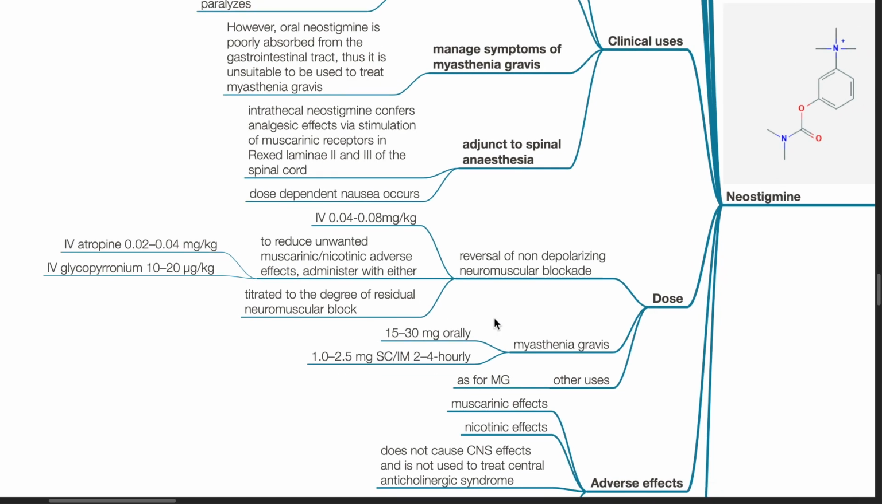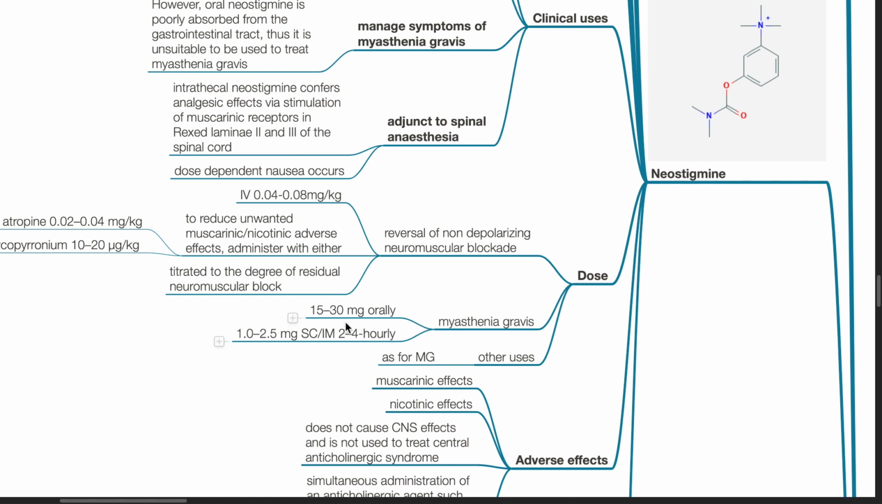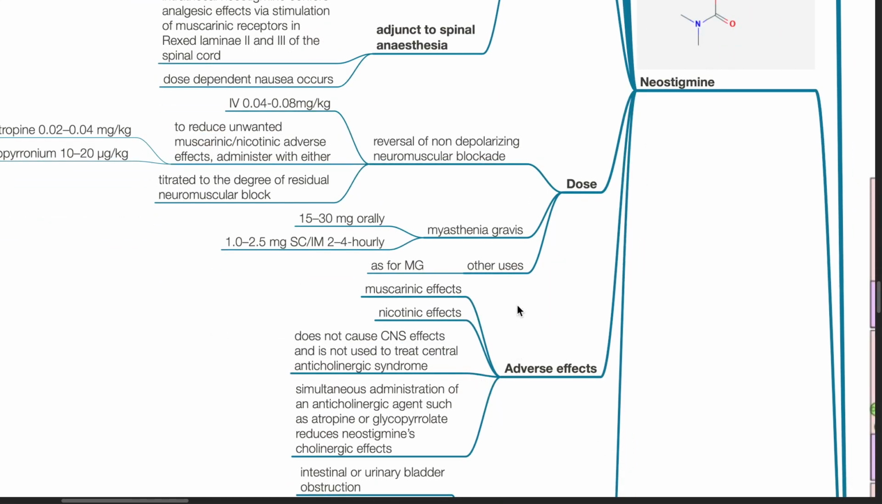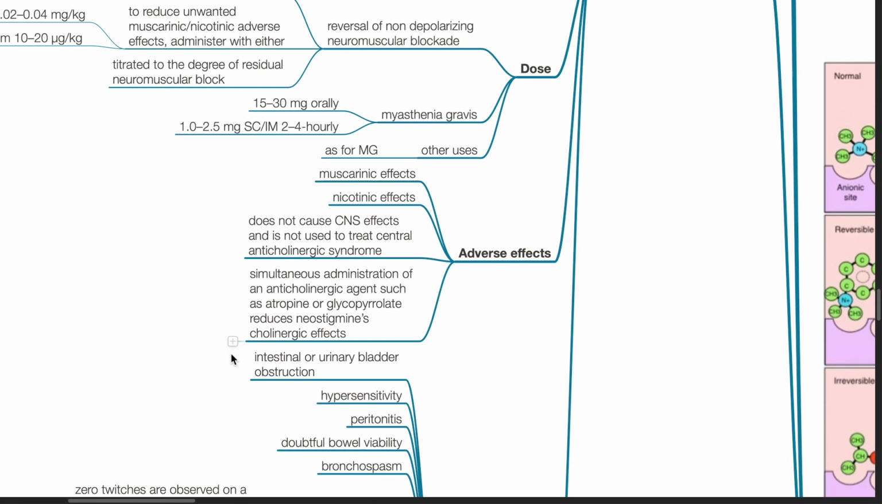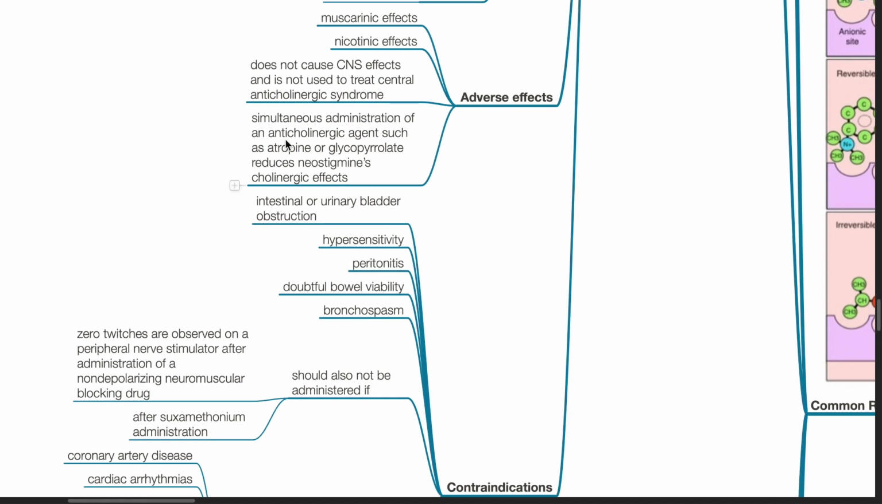The dose for myasthenia gravis is 15 to 30 mg orally or 1 to 2.5 mg subcut or IM 2 to 4 hourly. The dose for other uses is as for myasthenia gravis. Adverse effects of neostigmine include muscarinic and nicotinic effects. It does not cause CNS effects, and it is not used to treat central anticholinergic syndrome. Simultaneous administration of an anticholinergic agent such as atropine or glycopyrrolate reduces neostigmine's cholinergic effects.